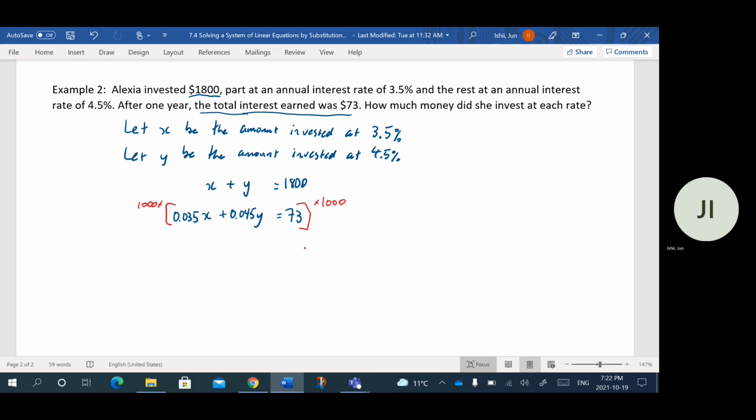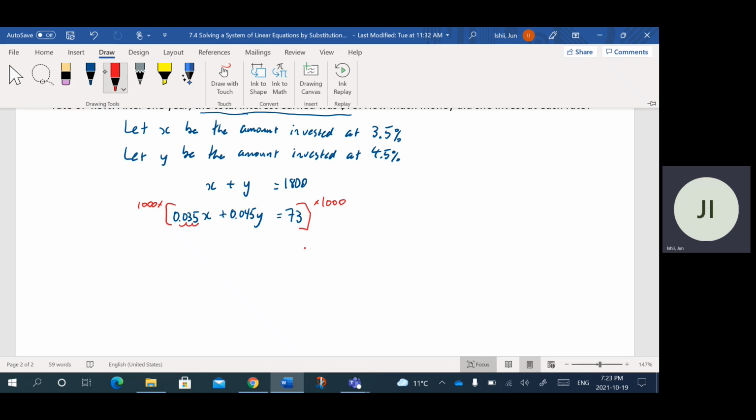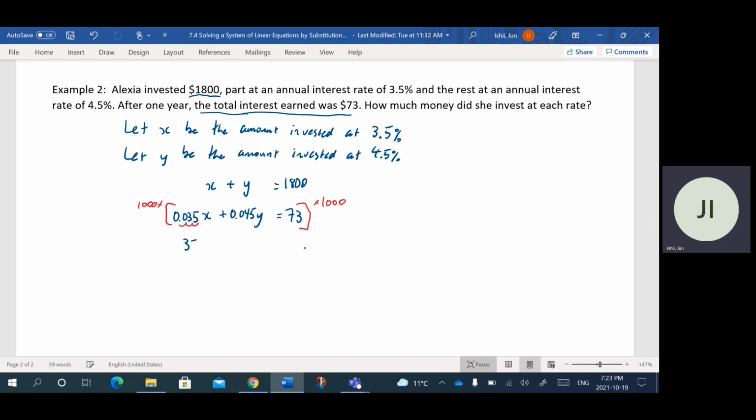All right. So when I do that, this decimal gets moved 3 places. So it's going to be 35x. And likewise, if I move this one over 3 places, that would be 45y equals, now on this side, I actually have to make this 73,000, because the 73 is being multiplied by the 1,000. So this equation is equivalent to the one that I just came up with. Now we're just not dealing with any decimals, which is good.